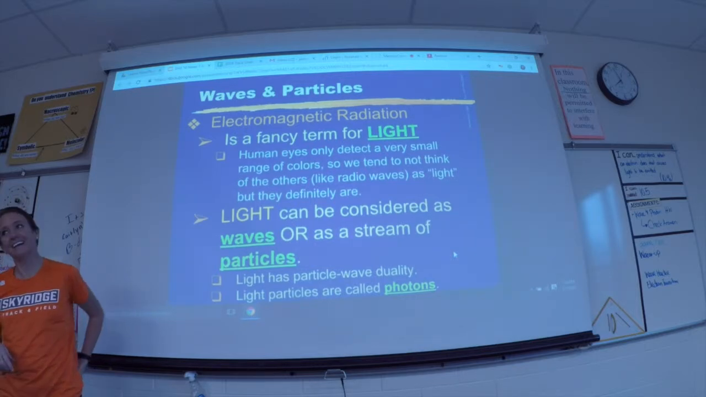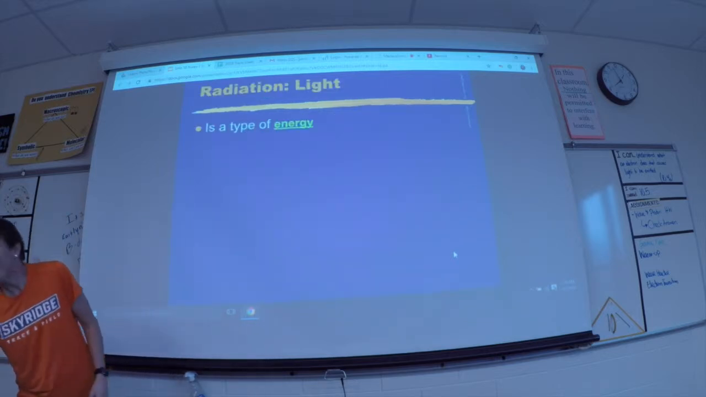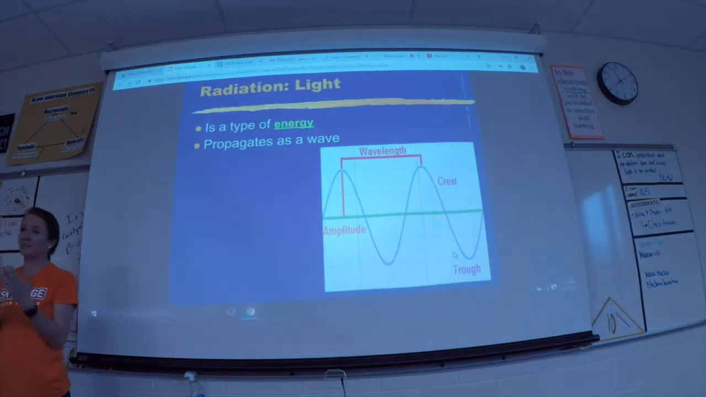Kinda. We do, but it's like two things at once, right? Now, with this idea, it's a type of energy, and it travels in the form of a wave. So let's talk about the different parts of a wave.